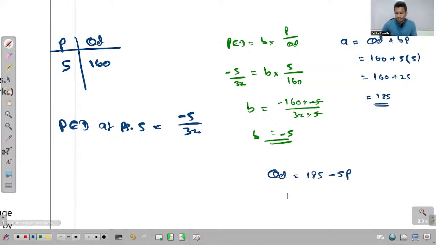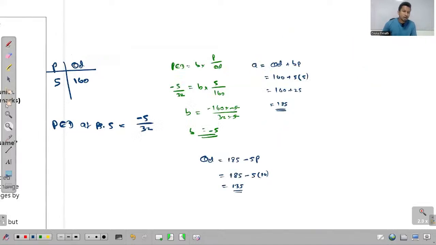So 185 minus 5 into the price, which is 10. So 5 into 10 is 50, so the output will be 135. When the price is 10, right? When the price is 10, QD is 135. So that's the final answer for the question.